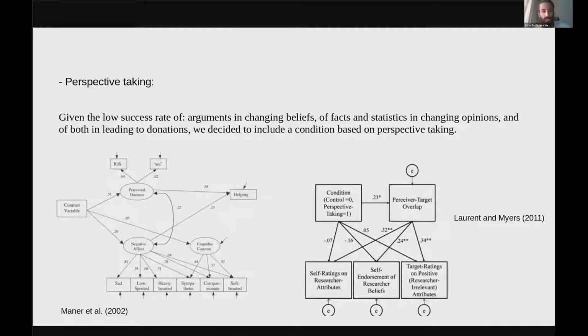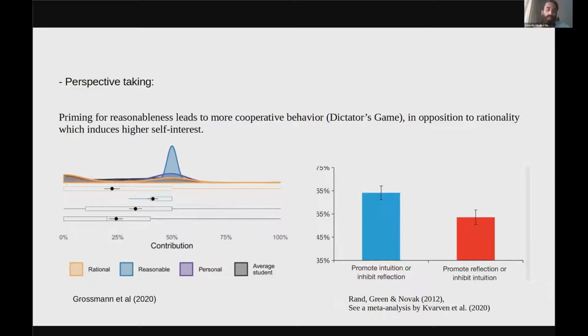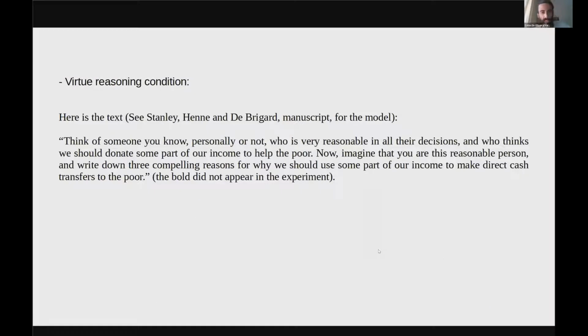So these are the two conditions that we are trying to explore. We also, in choosing the vocabulary of our condition, rely on other pieces of evidence that people seem to be more cooperative when they think in a context of people that are reasonable, as opposed to people that are rational. There is also some evidence that priming people for being rational reduces their cooperation. So we wanted to avoid that, and we came up with this text, the text of the virtual reasoning condition.